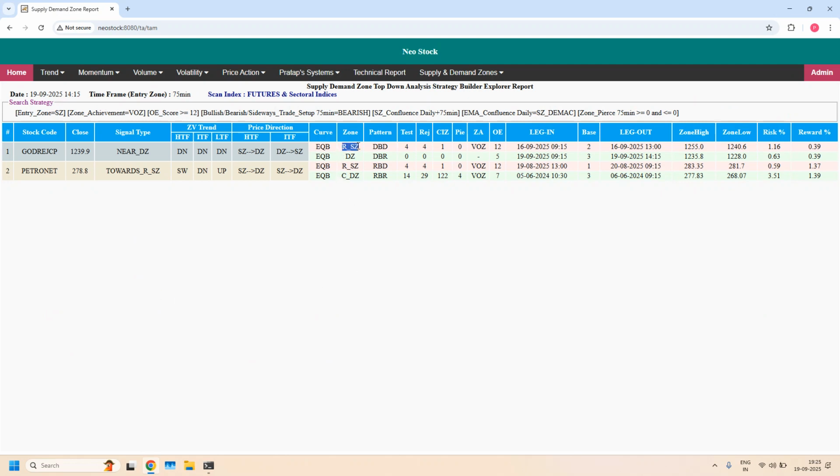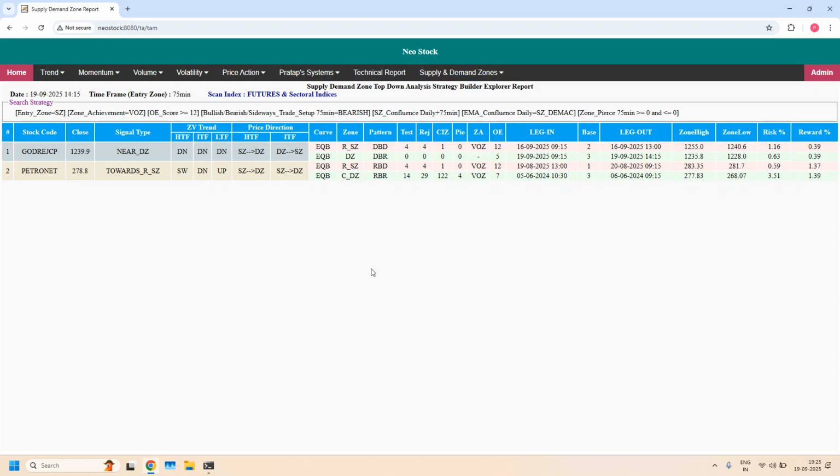So these two 75 minute supply zones have a higher probability of success, provided less than 20 checklist items are satisfied. Otherwise, there are higher chances of zone violation. See, they have already tested 4 times. Both are high liquidity zones.